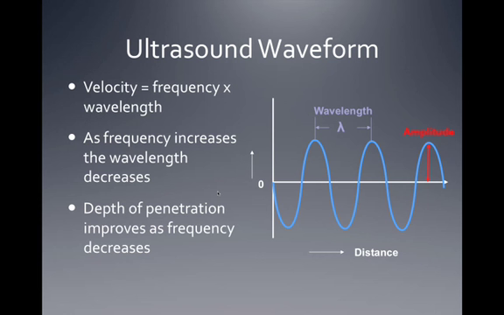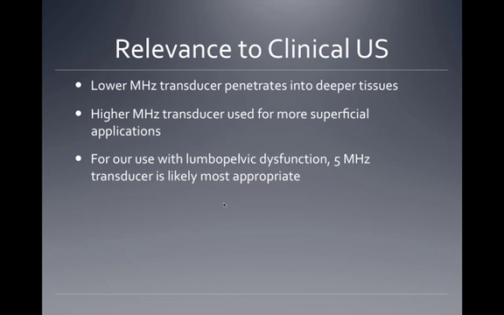Okay, so the other thing about frequency is that our depth of penetration improves as our frequency decreases, just like with our therapeutic ultrasound. Remember, we were using 1 megahertz to get a little deeper, 3 megahertz for shallower. Well, here we're using, say, 5 megahertz. That's our low-end frequency for our diagnostic ultrasound. Our 10 or 12 megahertz is what we're using to get very fine resolution, but it's also shallower. So just keep that in mind as we go ahead. So lower megahertz transducer penetrates deeper, higher used for more superficial.